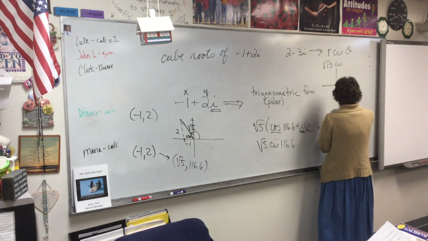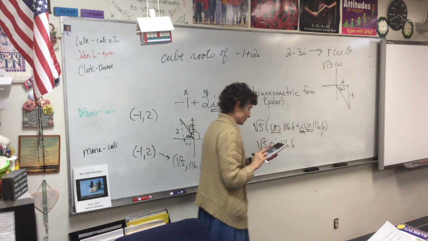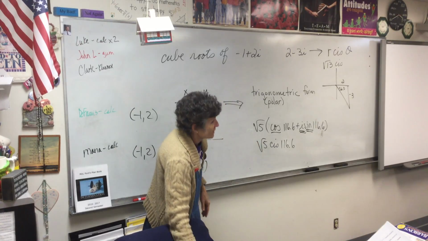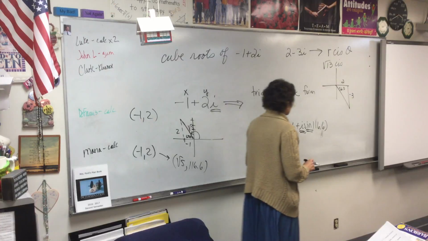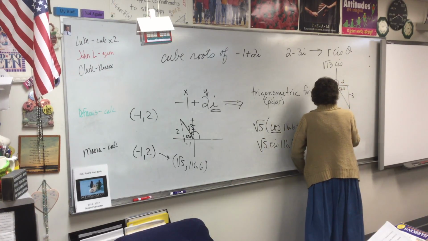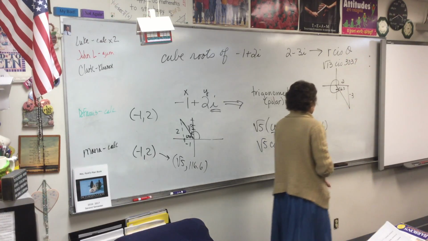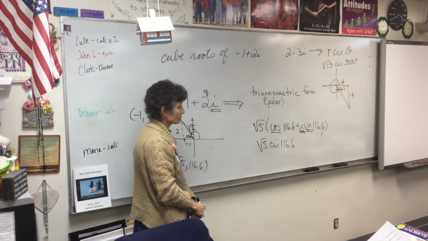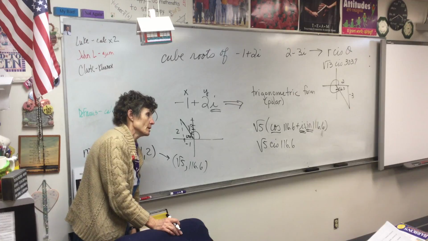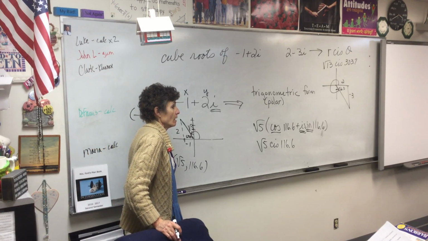I got 56.3 for this guy. So what theta do I want to use? What's theta? It's 303.7. Yep. There it is. Was that the answer? That's the answer. That is the polar form, or the trigonometric form, of the number.